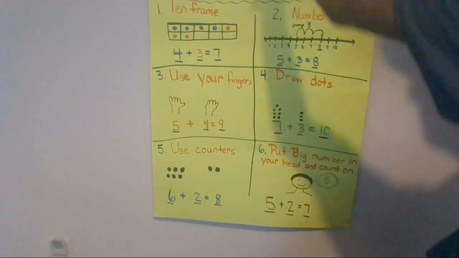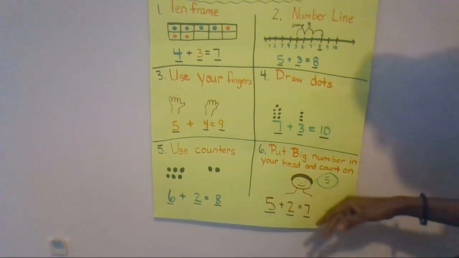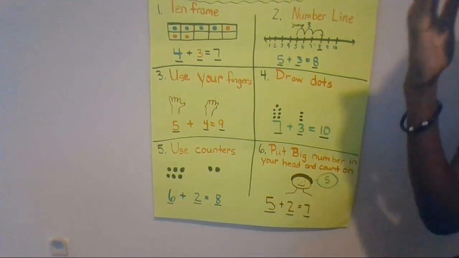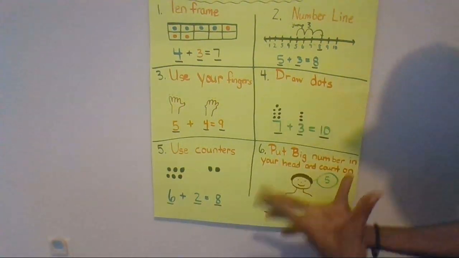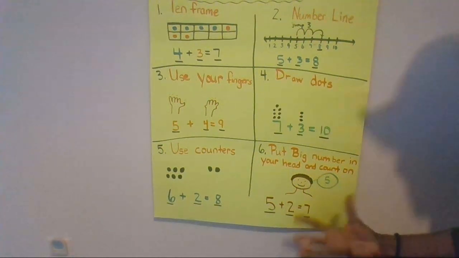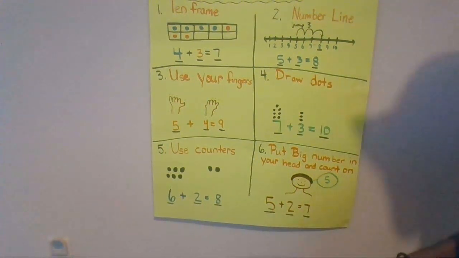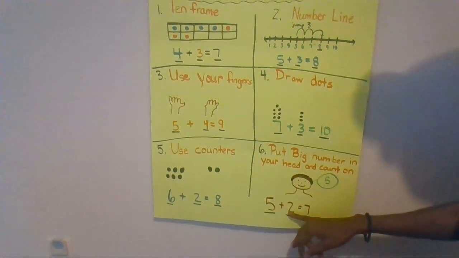And the last method we're going to talk about, and this is the one we usually have to do a little deep thinking about, is using our head to count on. So we're going to put the big number in our head. We know the big number is always the number that's the most, the more, and the small number is the one that's the least. Okay? So our big number in this case is 5. 5 plus 2, and the number that's least is 2.